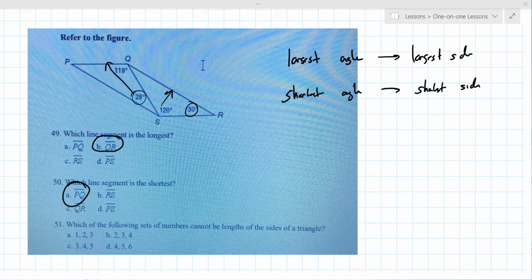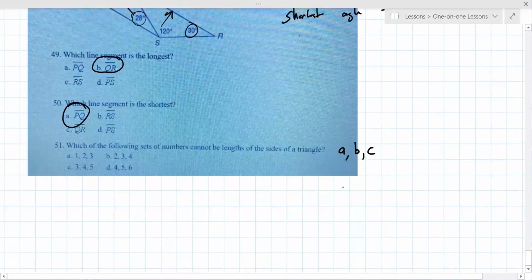Which of the following sets of numbers cannot be the lengths of the sides of a triangle? So let's consider the lengths A, B, and C. There's two things that have to be true. A plus B has to be greater than C.